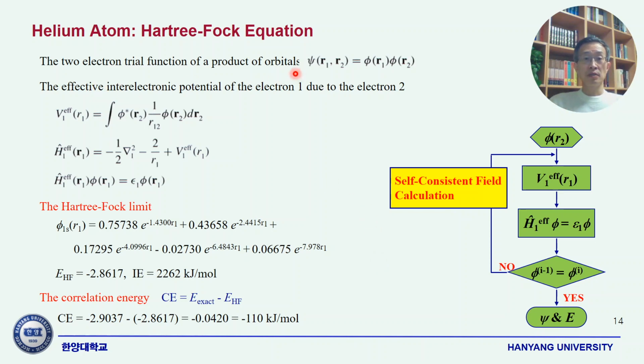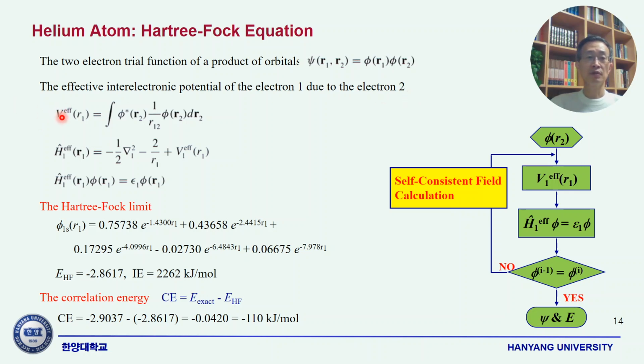We'll make this kind of general idea later on, but firstly, for the helium atom there are only 2 electrons, so the trial function is the orbital product. So the orbital product way is the Hartree-Fock method. That is what we call it. So the orbital product is phi of r1 times phi of r2, and let's say, for example, we know this function phi of r2. Then we can compute the potential energy of electron 1 due to electron 2, which is done here.